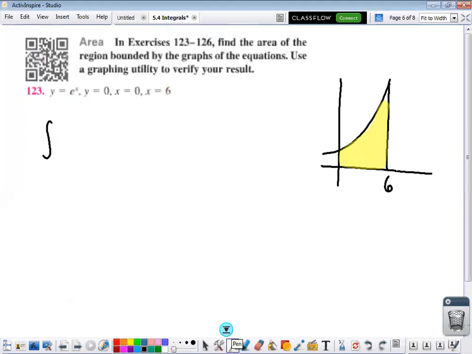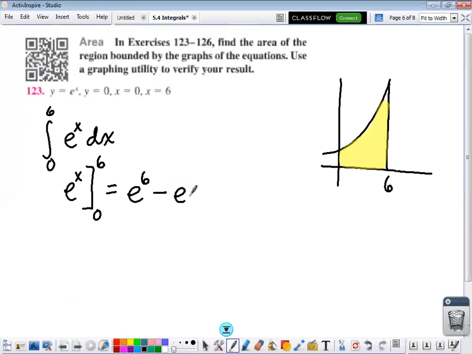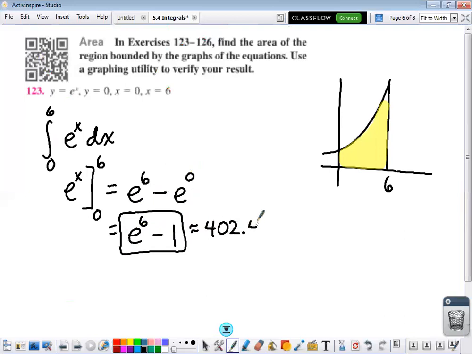All right, so the integral from 0 to 6 of e to the x dx. So e to the x, evaluated from 0 to 6, just equals e to the 6 minus e to the 0. So e to the 0 is 1. So this is our exact area. If you want a decimal approximation, it's about 402.4. So it's a pretty big area.